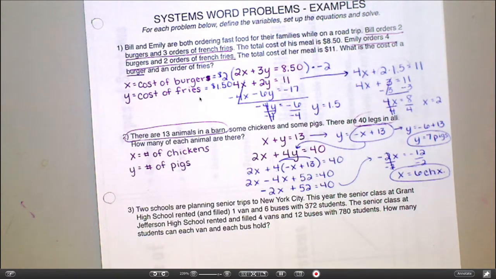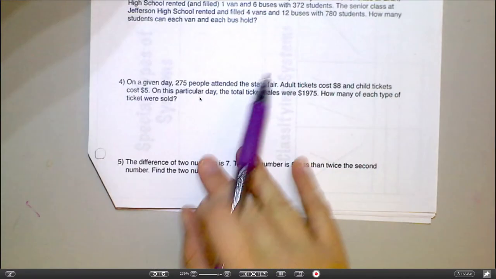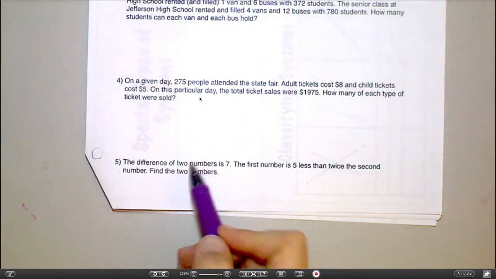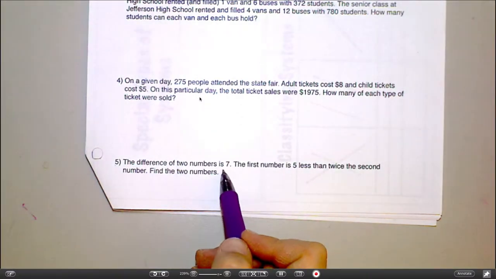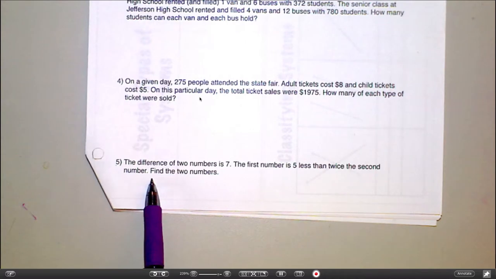No. But I see in these problems all the time, the one similar to number 5, people saying that the first variable must be 7. 7 is not a variable. A variable is a value we don't know. Okay, we do know the number 7. What two things am I trying to find? Find the two numbers, yeah.